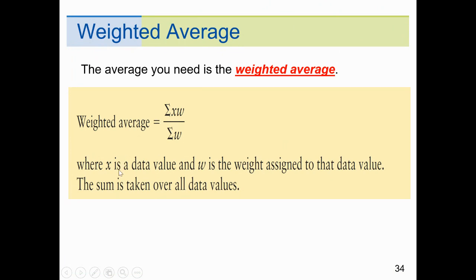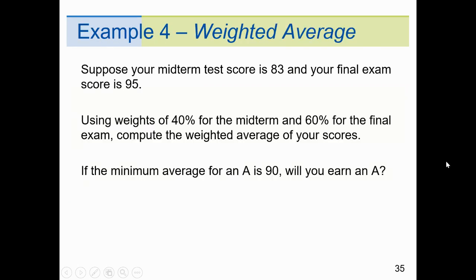So there's the formula. It's the summation. All right, you're going to add the raw scores times the weights divided by the sum of the weights, which in most cases add up to 100%, which is the whole number 1. Suppose your midterm score is 83, your final is 95. The midterm's worth 40%, and the final 60%.